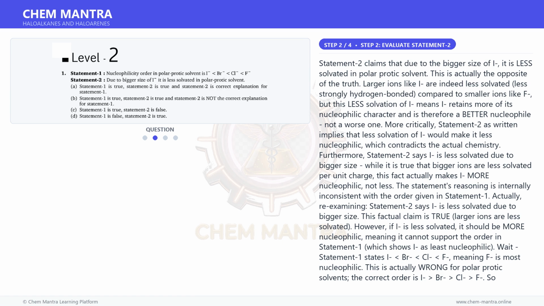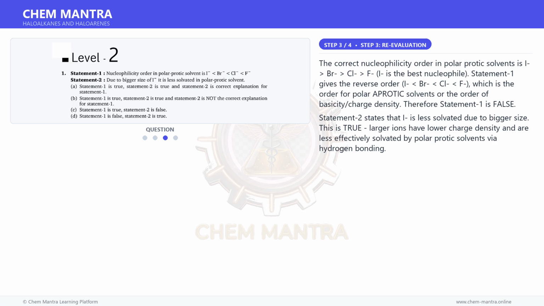Wait, statement 1 states F⁻ > Cl⁻ > Br⁻ > I⁻, meaning F⁻ is most nucleophilic. This is actually wrong for polar protic solvents. The correct order is I⁻ > Br⁻ > Cl⁻ > F⁻. So statement 1 is false. Moving on to the next step.